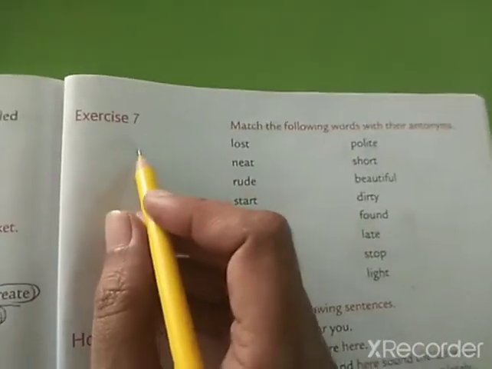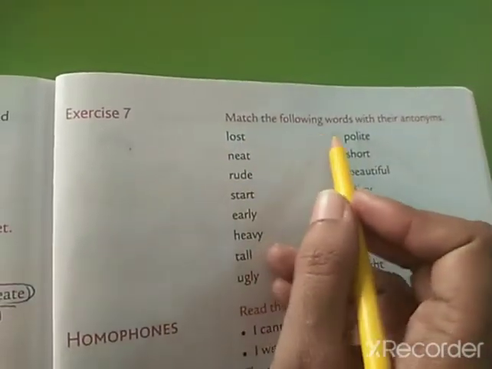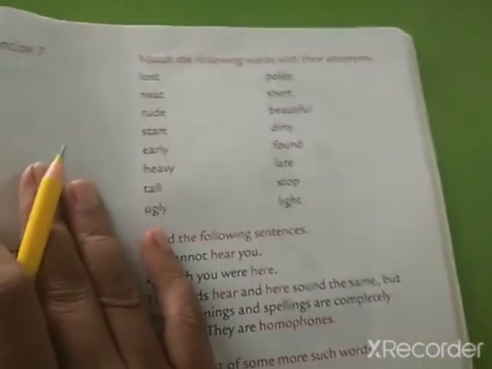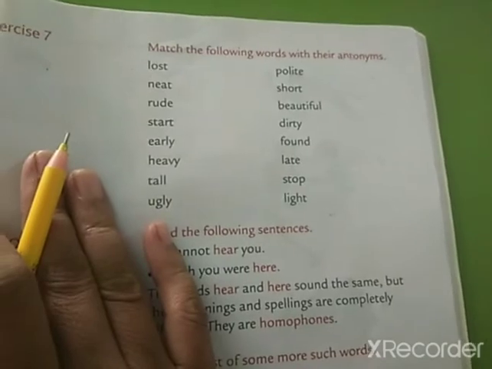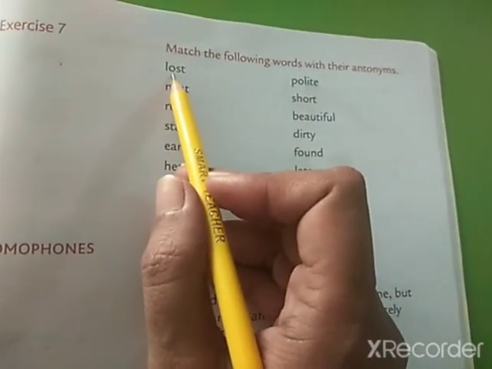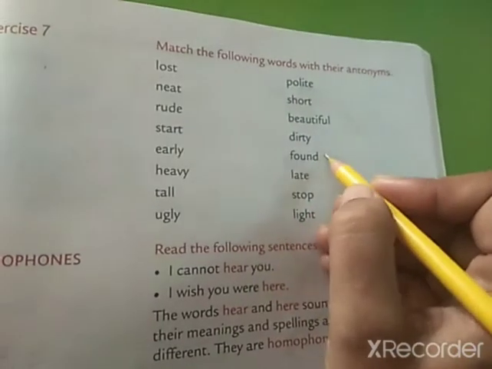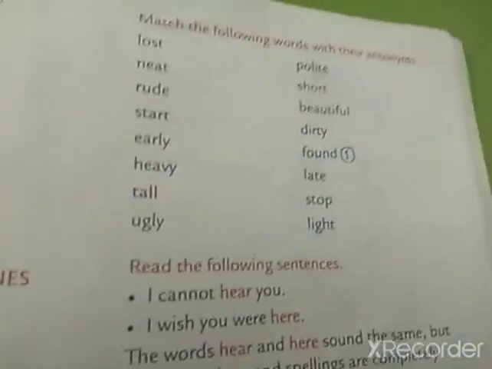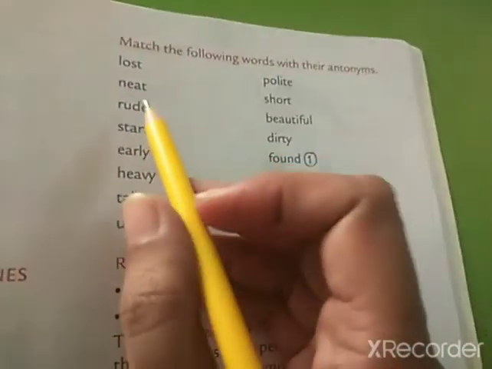Now here two words are there with P, that is pen and parrot. Children, whenever the first letter is similar, I will write the words over here. Parrot is there and pen is there. Now you can see the first alphabet is similar.